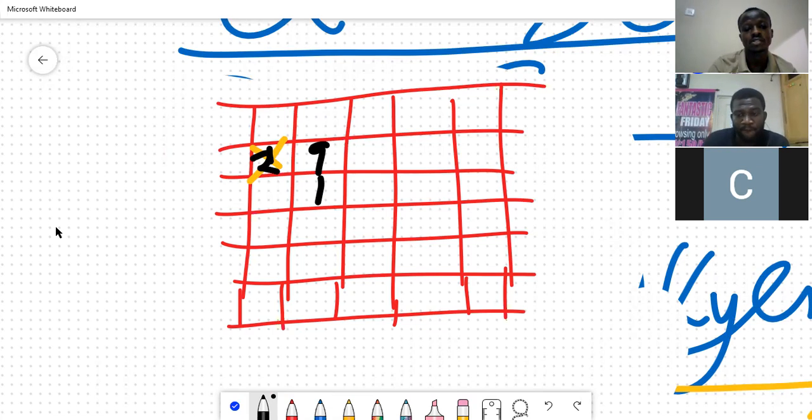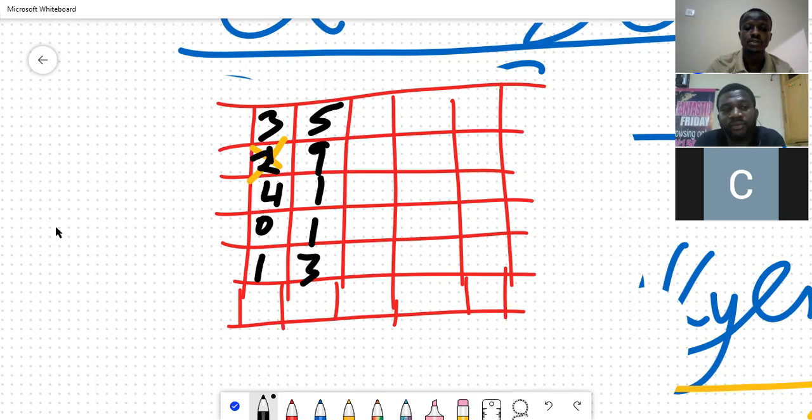Let's call this 1. Let's call this 4. Let's call it... because every raster or picture contains values. So 3, let's call this 5. Okay. Let's call this 0. Let's call this 1. Let's call this 3.